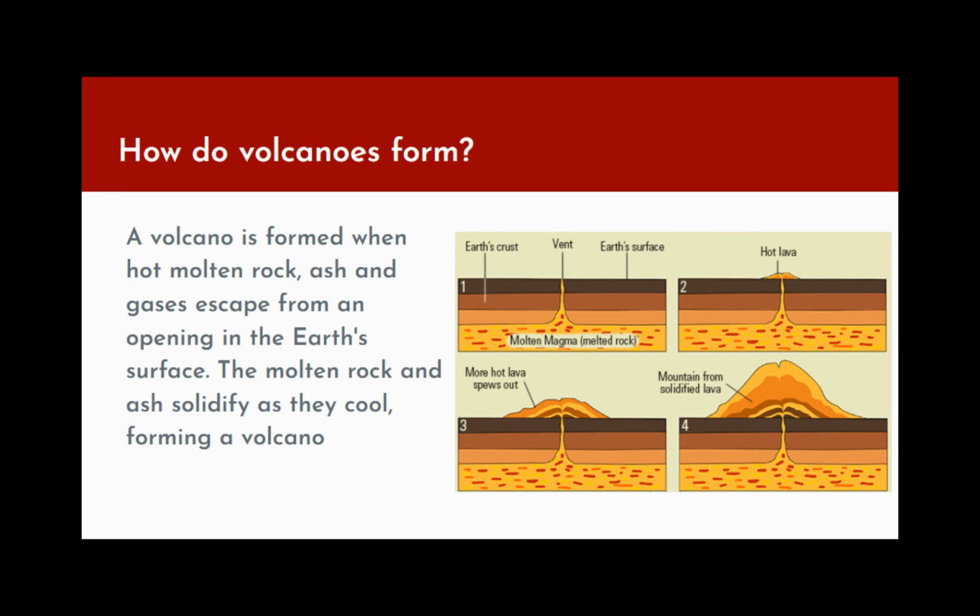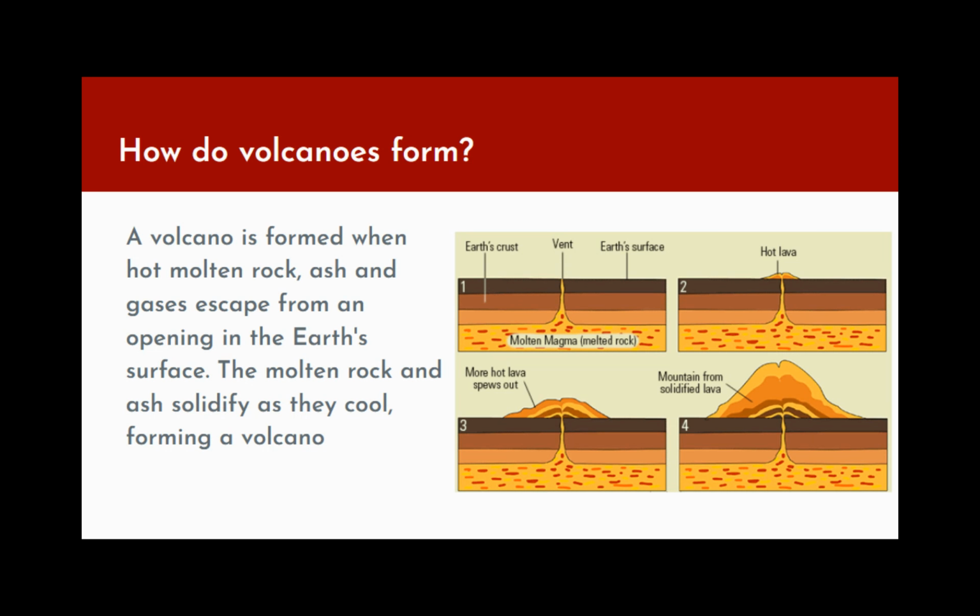Or if this vent is on the surface of the ocean, like the ocean floor, it'll form islands. This is how Hawaii happened. So we had these underwater mountains.